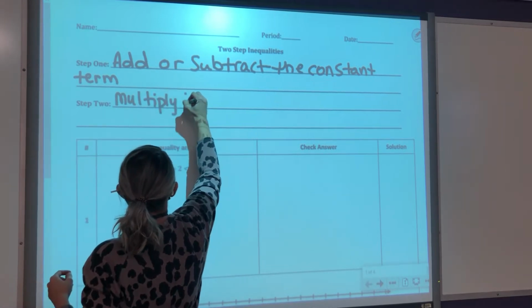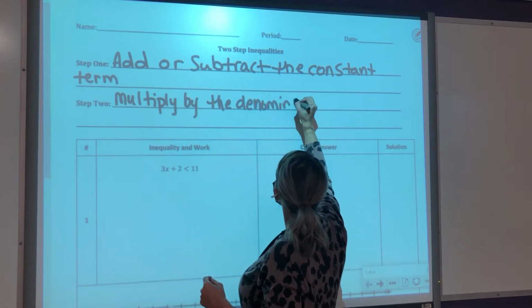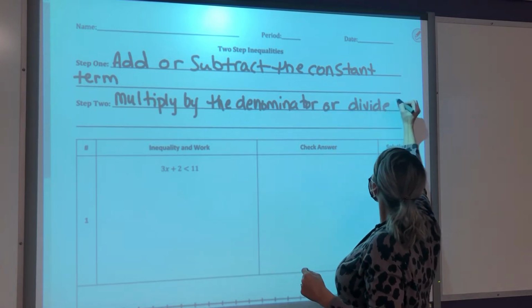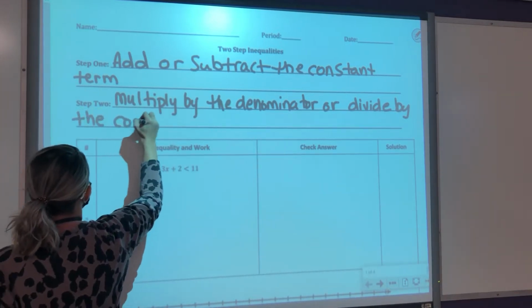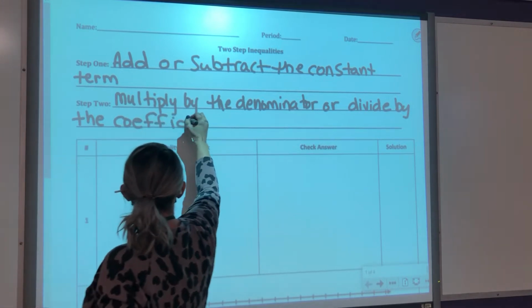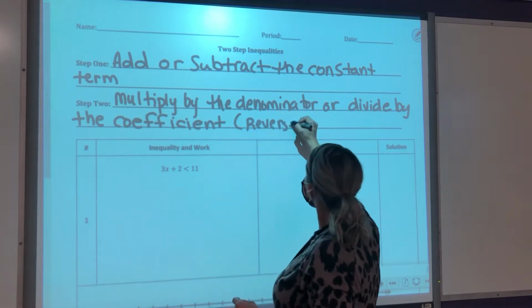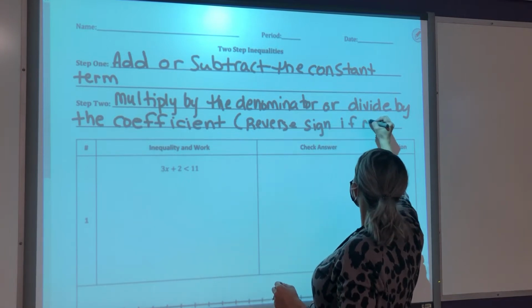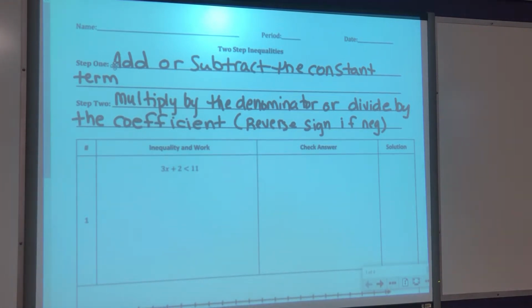So we multiply by the denominator, or divide by the coefficient. Okay, this is where we reverse our sign if negative. Because when we multiply or divide by a negative number, we have to reverse our inequality symbol. That's the very last thing that we do with these problems.